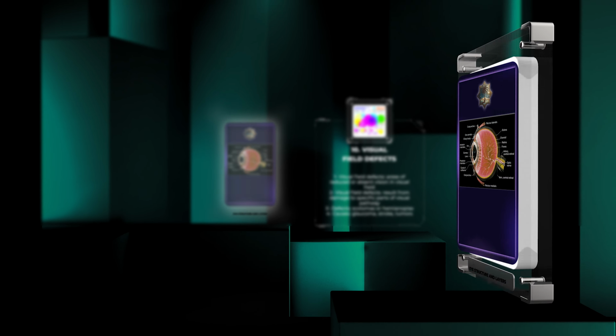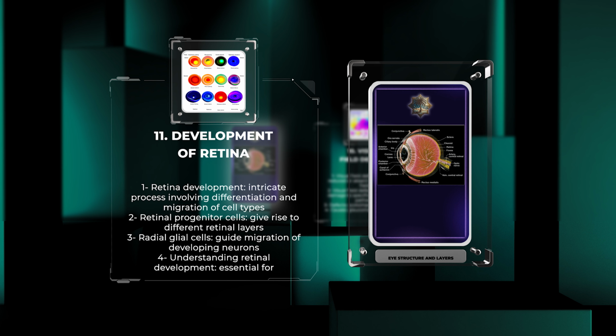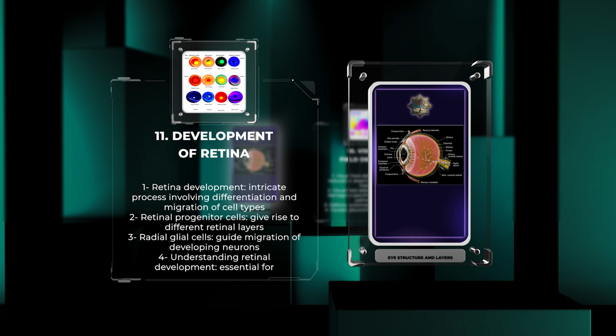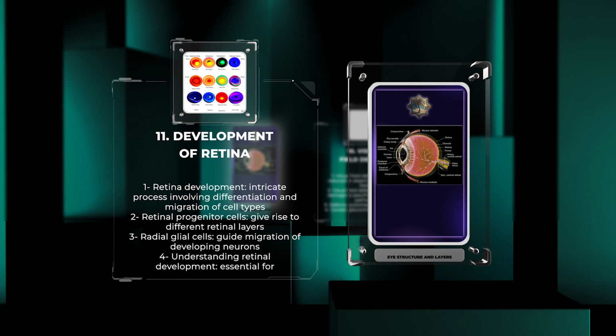The development of the retina is an intricate process involving the differentiation and migration of various cell types. During embryogenesis, retinal progenitor cells give rise to different retinal layers, including the ganglion cell layer, inner nuclear layer, and outer nuclear layer. Specialized radial glial cells guide the migration of developing neurons to their appropriate positions within the retina. Moreover, the outgrowth of retinal ganglion cell axons forms synapses with target neurons in the brain. Understanding the intricate processes involved in retinal development is essential for comprehending congenital retinal disorders and exploring potential therapeutic interventions.